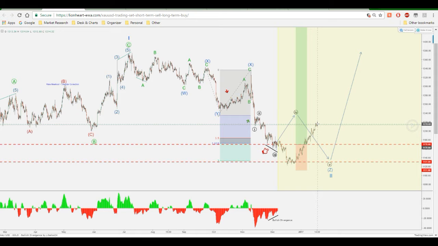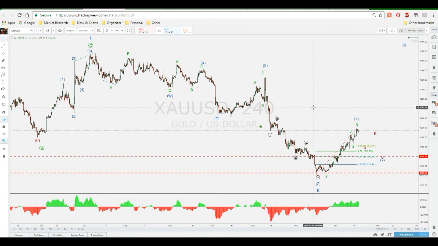Okay, so gold is on the rise. I will tell you my thoughts. I will explain to you exactly what I'm expecting. But for that, we'll make a quick update on the wave count first.